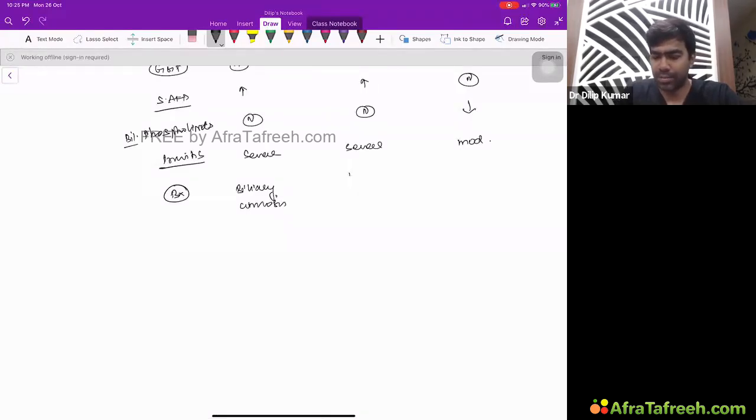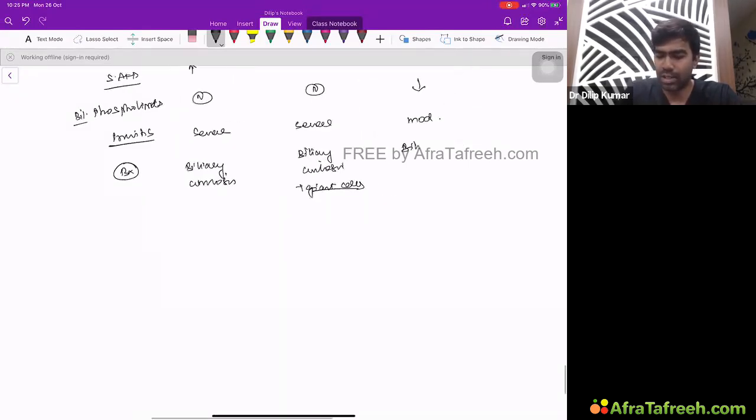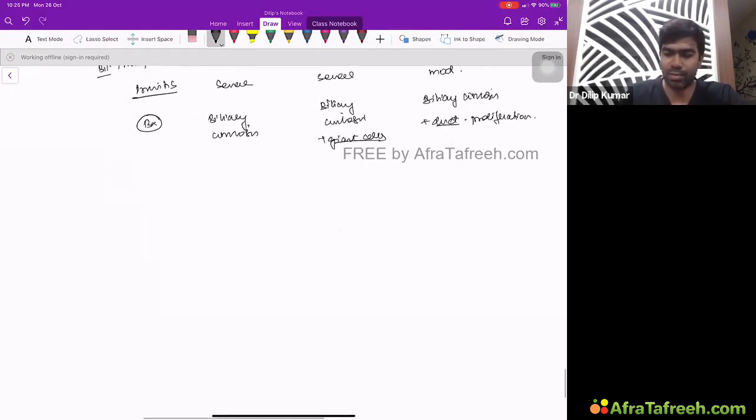Whereas in type 2, there will be biliary cirrhosis with giant cell formation. You will see a lot of giant cells as well. That's characteristic. In type 3, there will be biliary cirrhosis. At the same time, there will be ductal proliferation. Biliary duct proliferation will be there. These are some characteristic biopsy findings in type 1, type 2, and type 3.